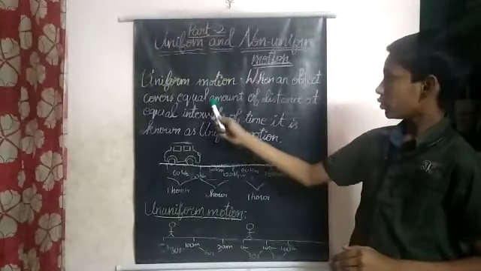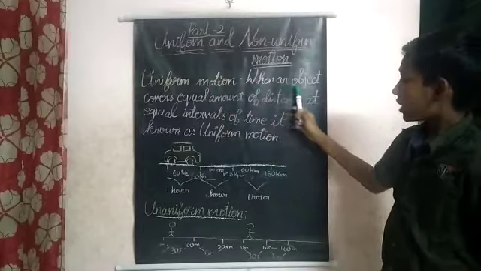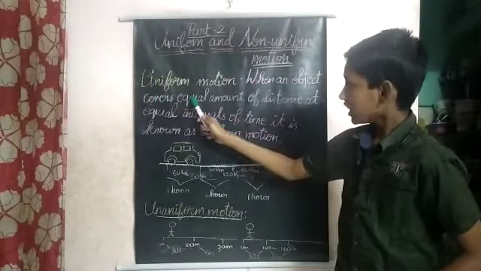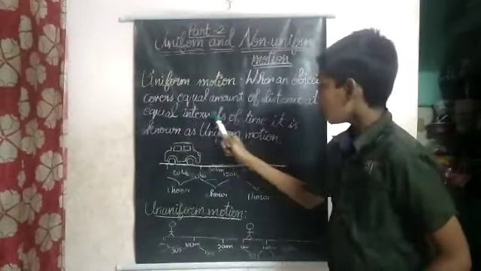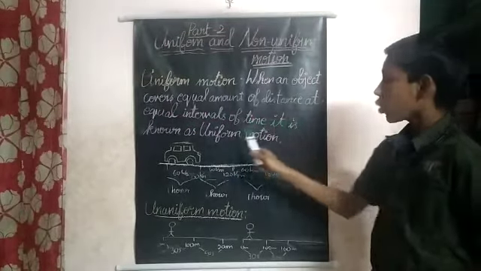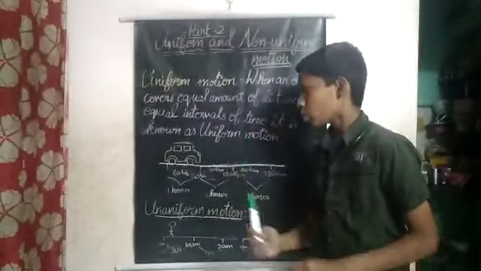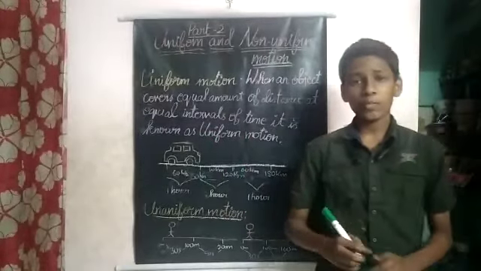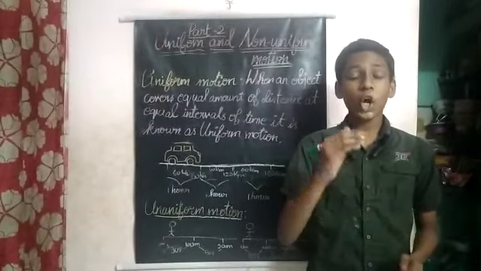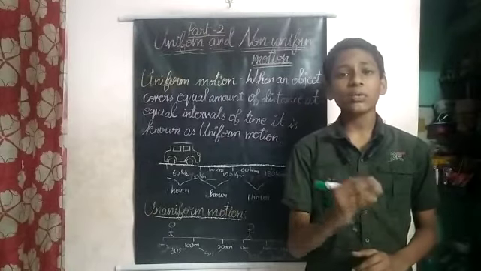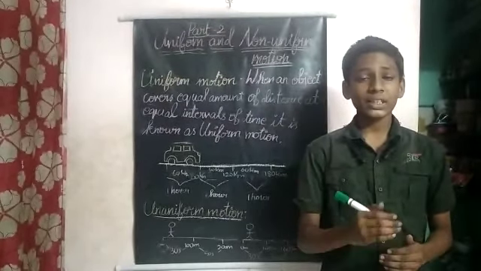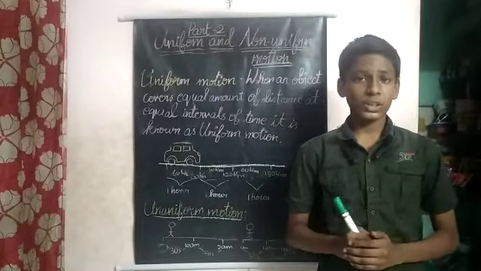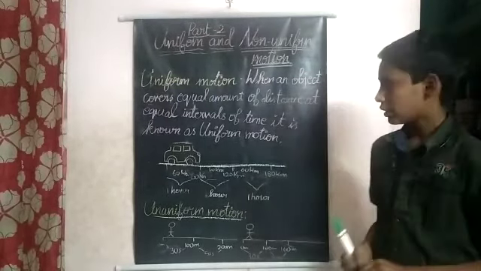Now, we can see uniform motion. When an object covers an equal amount of distance at equal intervals of time, it is known as uniform motion. In other words, when an object covers an equal amount of distance in an equal amount of time, it is known as uniform motion. For example, we can take a car.